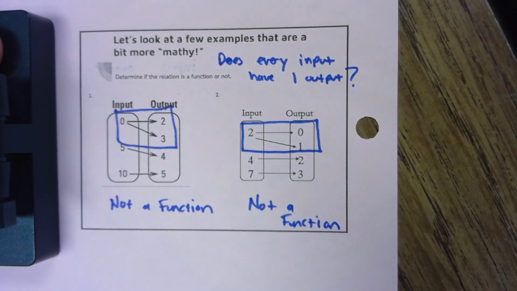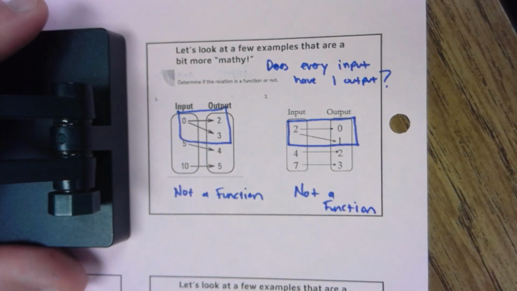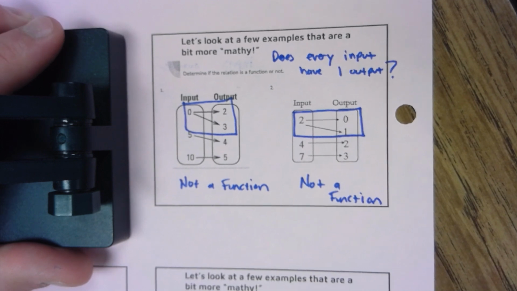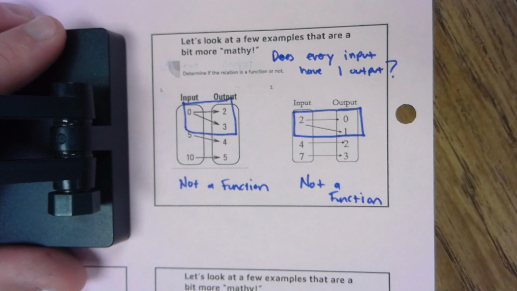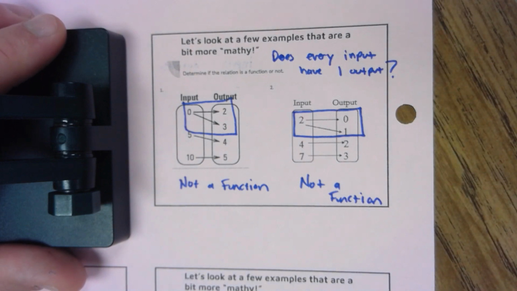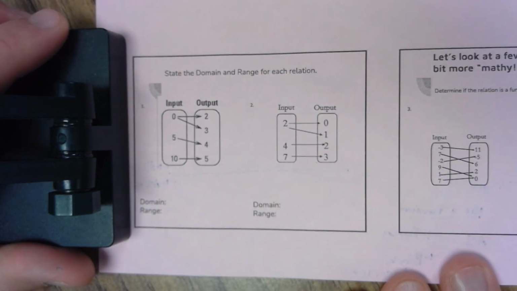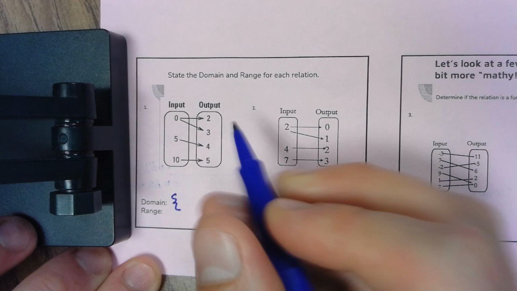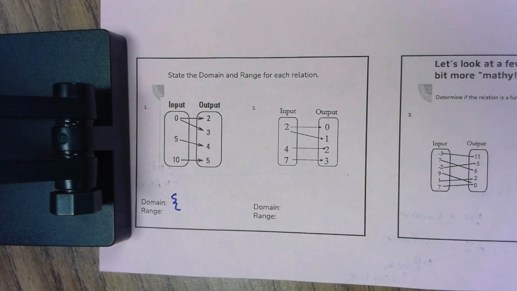So one more thing we're going to do with this relation is state the domain and range. And again, remember that domain is the list of all inputs. Range is the list of all outputs. Your x values and y values. So down here, it is the exact same relation. So when I state my domain, we're just going to list out all the inputs. The only thing we're not going to do is list an input more than once.